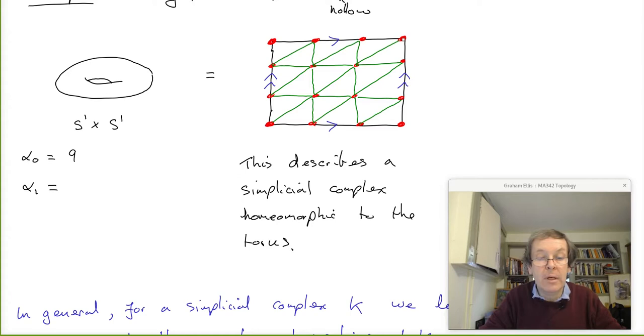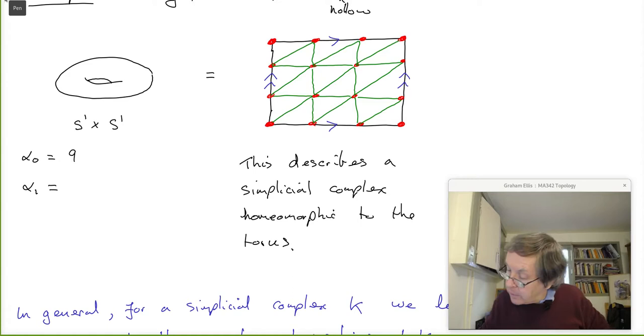So how about the number of edges? Did anybody work out the number of edges while I was explaining that again? Somebody says 27. I think I'll go along with that. 1, 2, 3 on the top, 4, 5, 6, 7, 8, 9. I don't need to go to the bottom because I've already counted them. 10, 11, 12, 13, 14, 15, 16, 17, 18. And I don't need to count those vertical ones. And then I've got 19, 20, 21, 22, 23, 24, 25, 26, 27. So I agree it's 27.